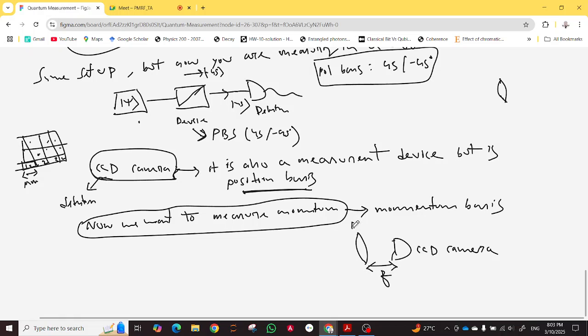This is your lens, and suppose these photons are coming, it will just Fourier transform. Like x, it will convert to p in the Fourier plane, in the CCD camera. Now, the positions you were measuring, now we will measure momentum at the same pixels. Suppose in pixel 1 you are measuring position. Now in pixel 1 you will measure momentum, because you now put a lens and the lens does the Fourier transform.